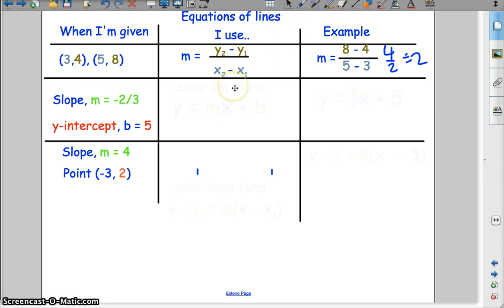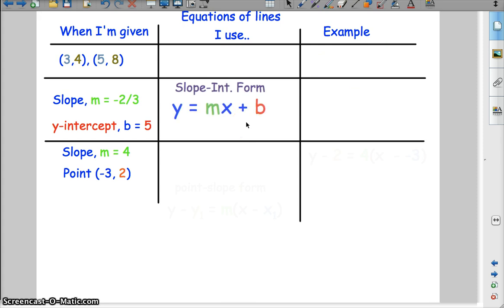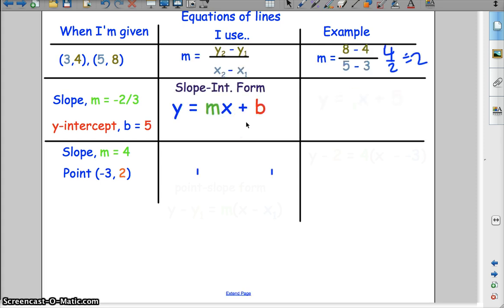Okay, now what happens when you're given a slope and a y-intercept? Remember, the y-intercept is where the graph crosses the y-axis. So this graph crosses the y-axis at 5. We're going to use slope-intercept form. It's y equals mx plus b. So when you set up the equation, you're going to put your negative 2/3 in for your m and your 5 in for your b. And then that's your answer. That's your equation.